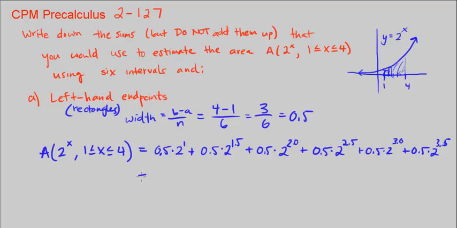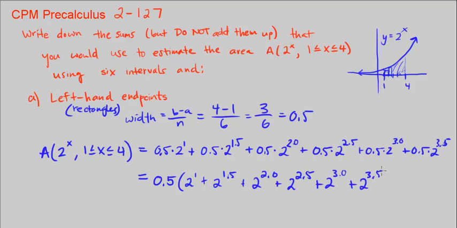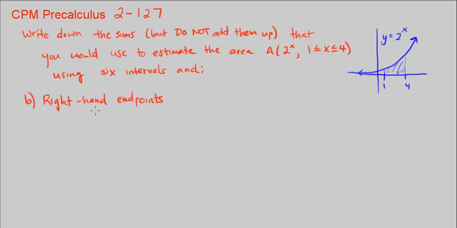Okay? I can go ahead and simplify this if I want by factoring out the 0.5, and it's 2 to the 1 plus 2 to the 1.5 plus 2 to the 2.0 plus 2 to the 2.5 plus 2 to the 3.0 plus 2 to the 3.5, right? And I've done this enough that without needing to go ahead and graph it, I can already know that this is the area that I'm going to be calculating using left-hand endpoints. Okay, so let's go on to part B, and that's using right-hand endpoints.